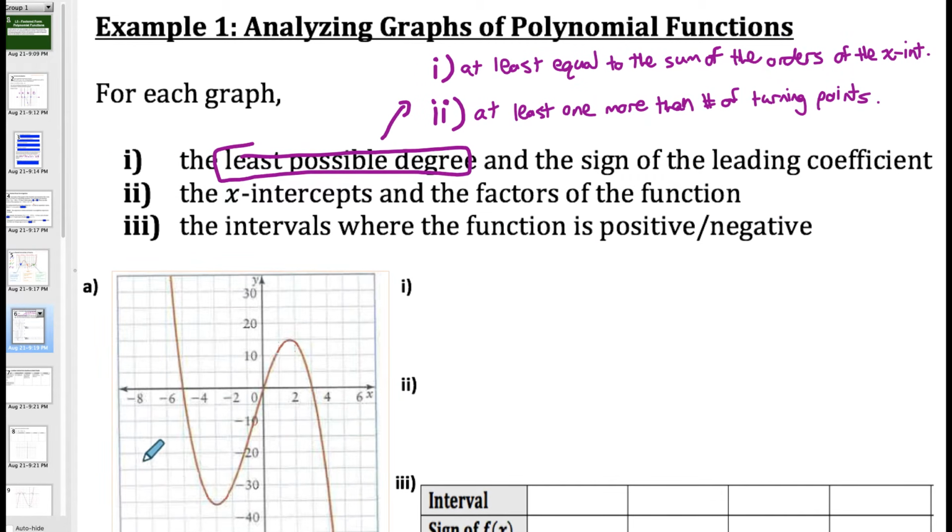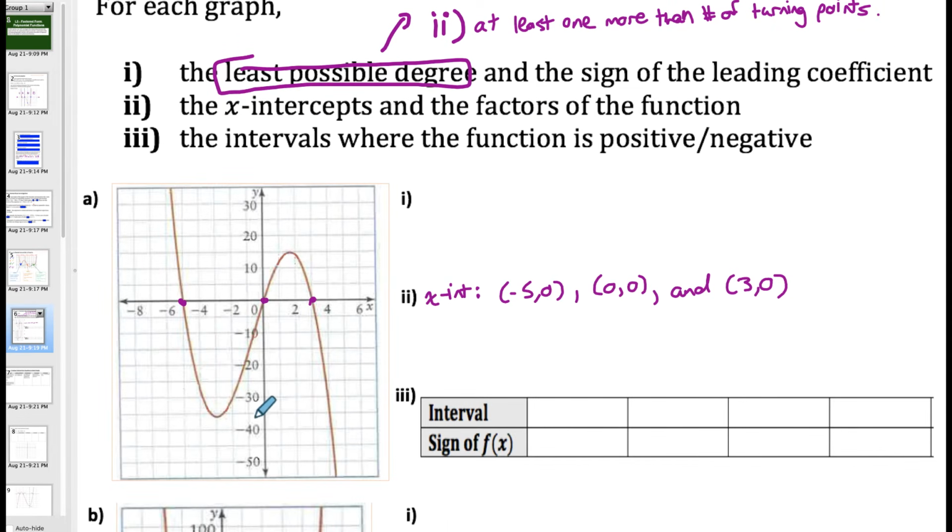So example 1, I see 3 x-intercepts: 1, 2, 3. It might actually be easier if we answer part 2 first and then go back and answer part 1. So there are 3 x-intercepts. The x-intercepts are at -5, 0, and 3. So let me write down the x-intercepts. The x-intercepts are at -5, 0, and 3.